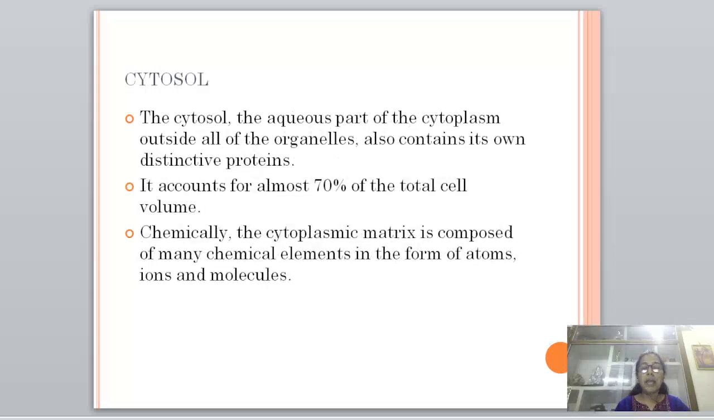Now, cytosol. The cytosol is the aqueous part of the cytoplasm. It is outside all the organelles and also contains distinctive proteins. 70% of the total cell volume is cytosol. It has many chemical elements in the form of atoms, ions and molecules.